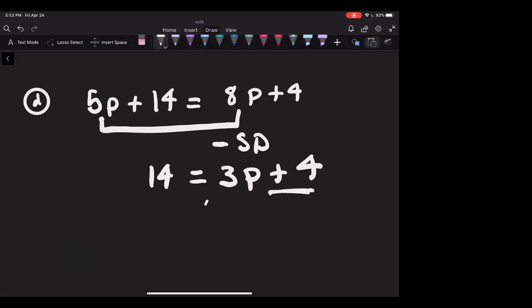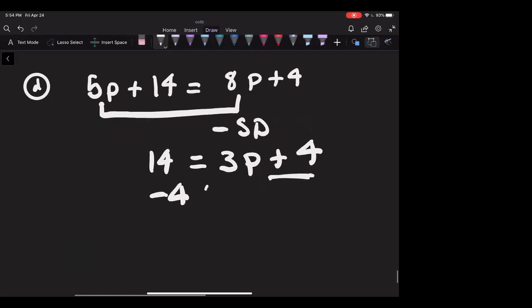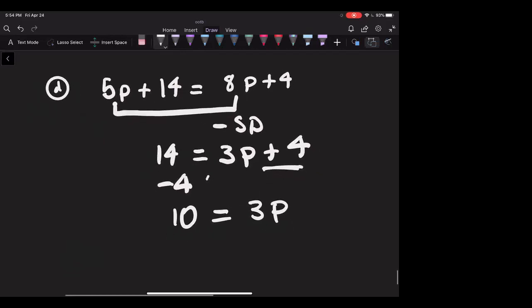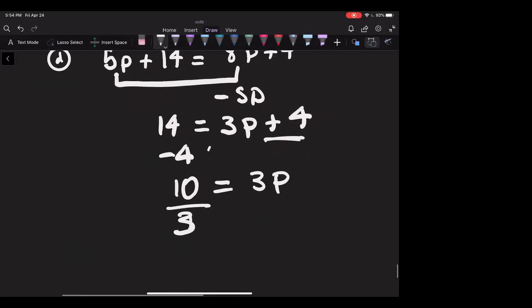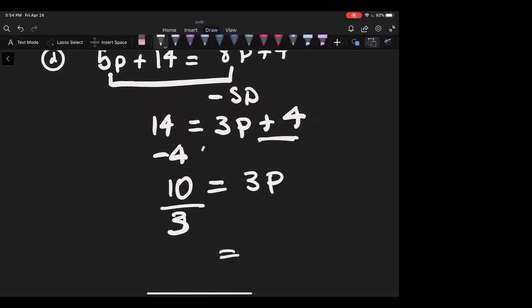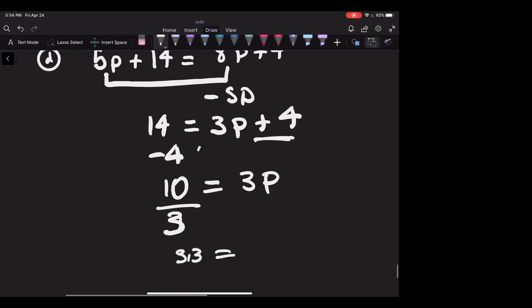This is adding. We're going to do the opposite, which is subtract. 14 minus 4 is 10. 10 is equal to 3p, right? 3p is multiplying, so you're going to divide it by 3. 10 divided by 3 is going to give you 3.3. Put it into your calculator.